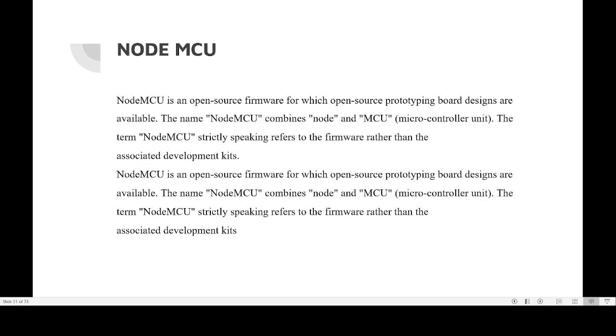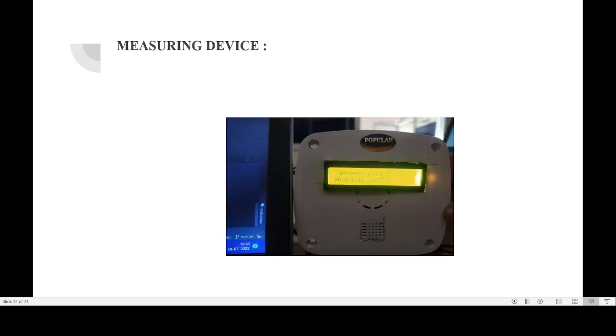Then the microcontroller unit, NodeMCU, has open source firmware for which open source prototyping board designs are available. The name NodeMCU means Node microcontroller unit. It is also a development kit. You don't need to worry about that. Okay, this is the measuring device.